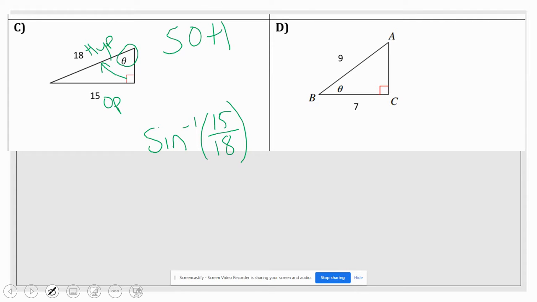Now we know that this fraction can be reduced, but it really doesn't matter when we're typing this stuff into the calculator. It all works out the same regardless. And so this angle measure is going to be about 56.4 degrees.